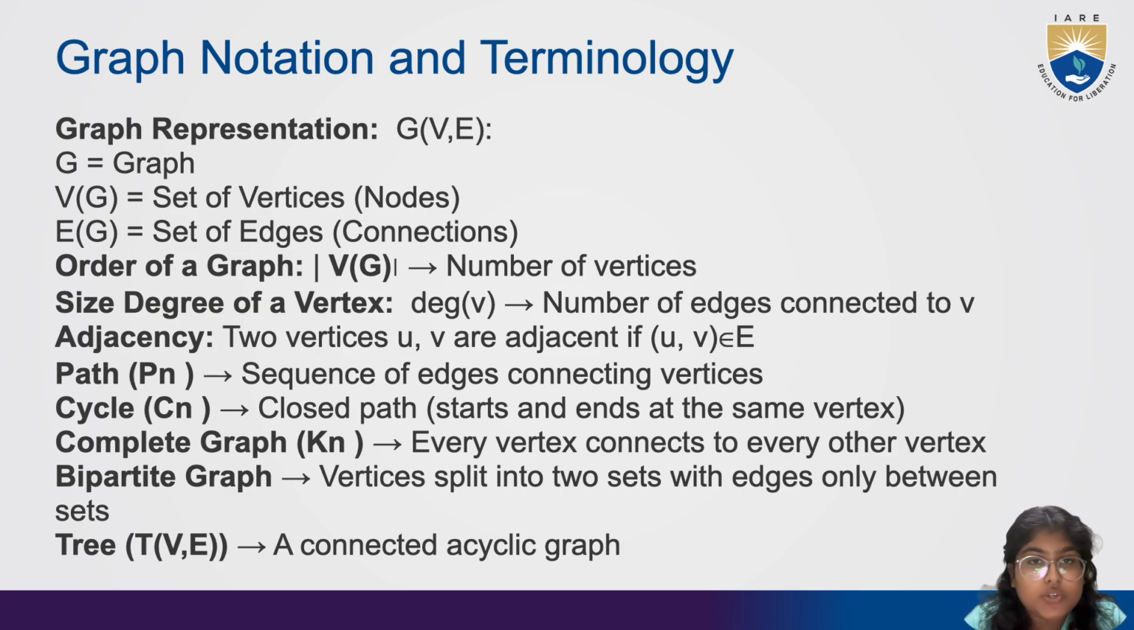Adjacency. Two vertices u and v are adjacent if there is an edge between them, written as u dash v. This dash is usually represented as a tilde operator. And paths and cycles. A path P of n is a sequence of vertices connected by edges. A cycle C of n is a path that starts and ends at the same vertex, like we discussed before. These notations help us describe graphs precisely and analyze their properties mathematically.